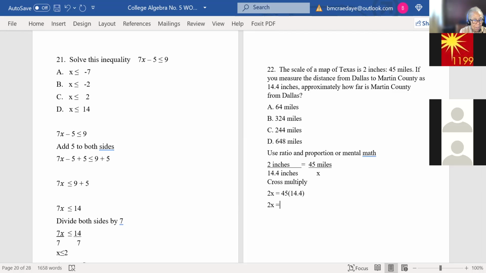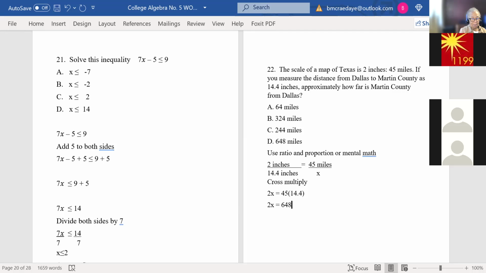Okay, what's 45 times 14.4? What do you get? Latoya, did you get 648? Yeah, 45 times 14.4, you got 648. That's right. But you've got a 2X there, Audrey. How do you get D?